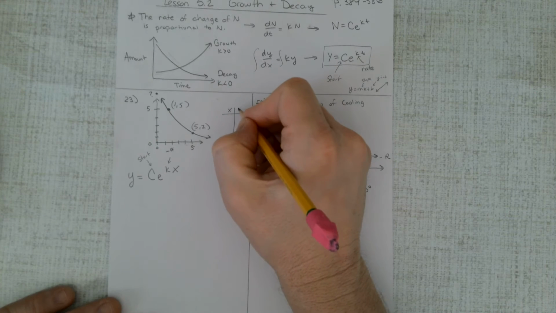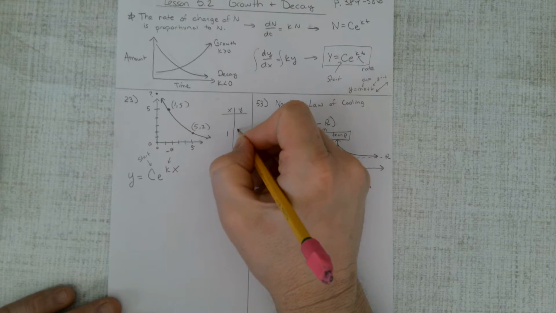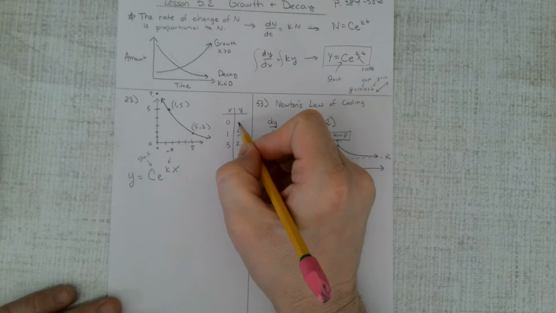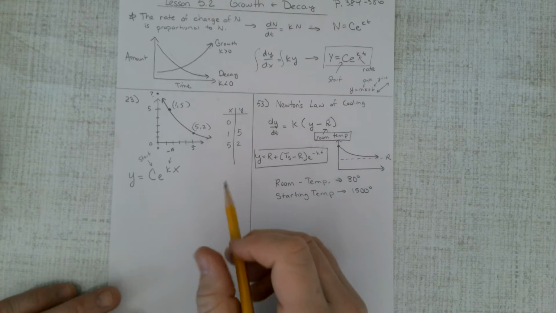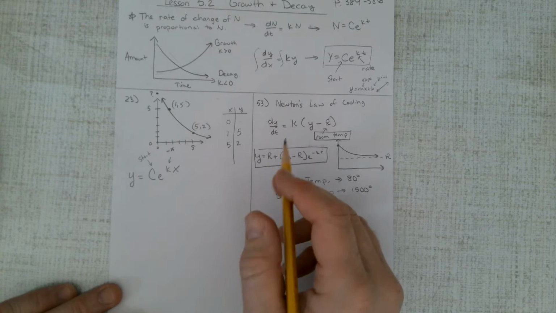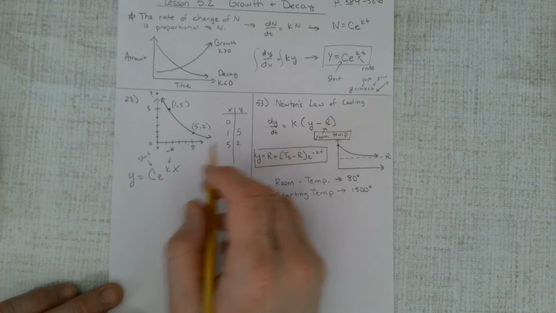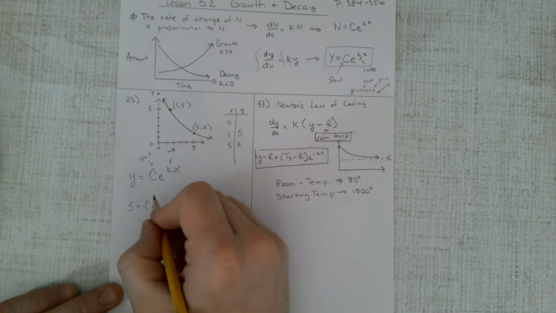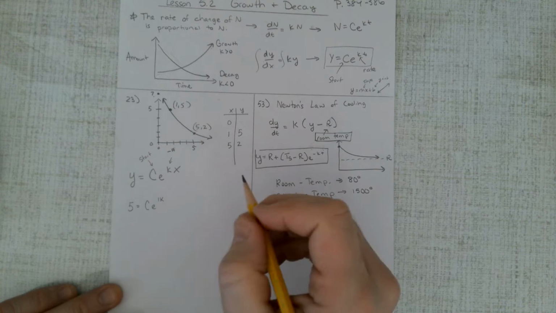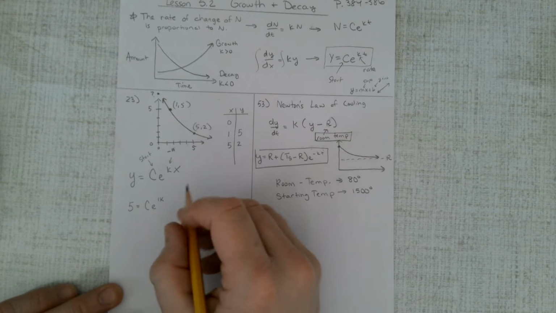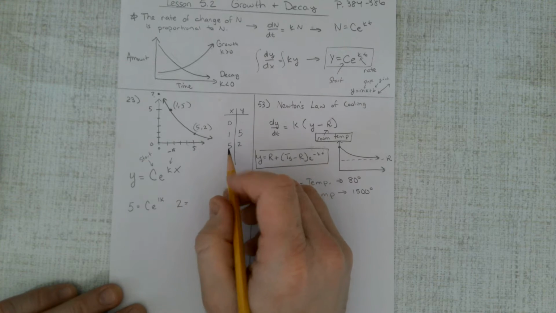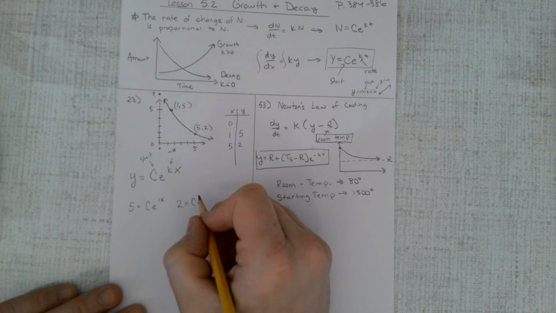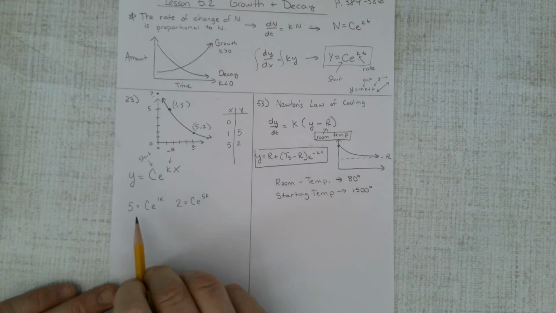All right, let's look at our table. We have a 1 input, 5 output, and a 5 input, 2 output. We don't have the starting value, so we're going to have to do some work, which is to plug these points into this equation. If I plug this point in, I have 5 is C, e to the K, since I know the input is 1, so 1K. That's one equation. Let's plug the second one in: 2 is C, e to the 5K.